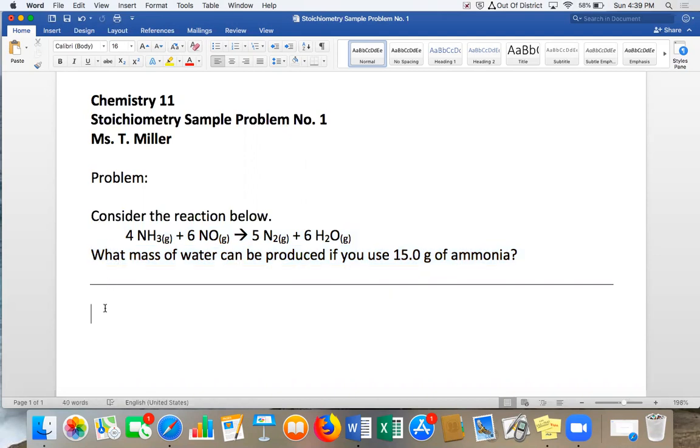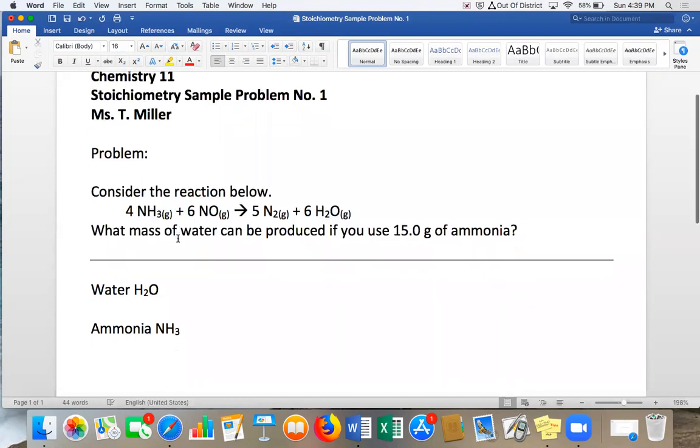So first, let's just be really clear on what you're being asked. You are trying to find the mass of water, which is H2O. So you're being asked for the mass of this product, and you are told the mass of ammonia, which is NH3. So you are given the mass of this reactant.